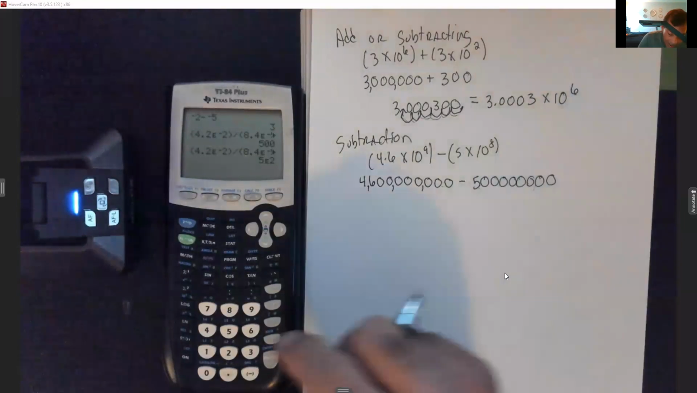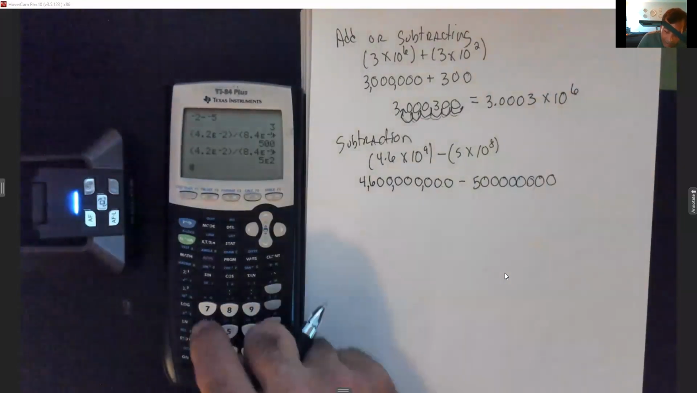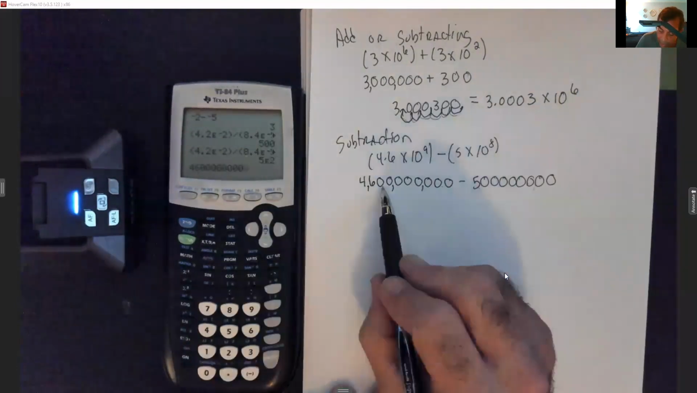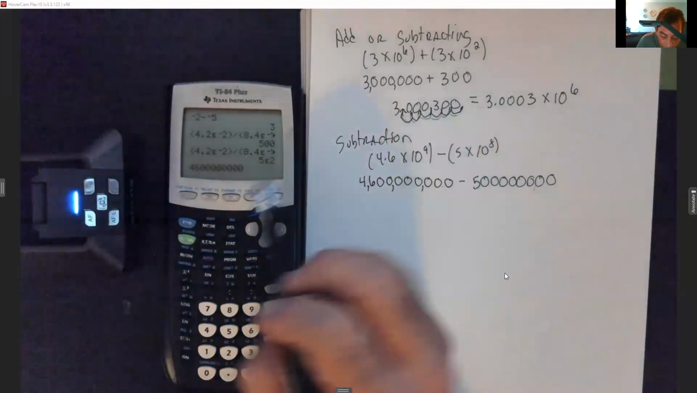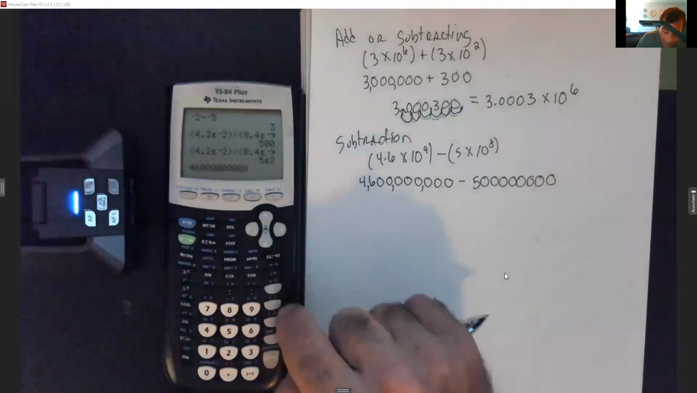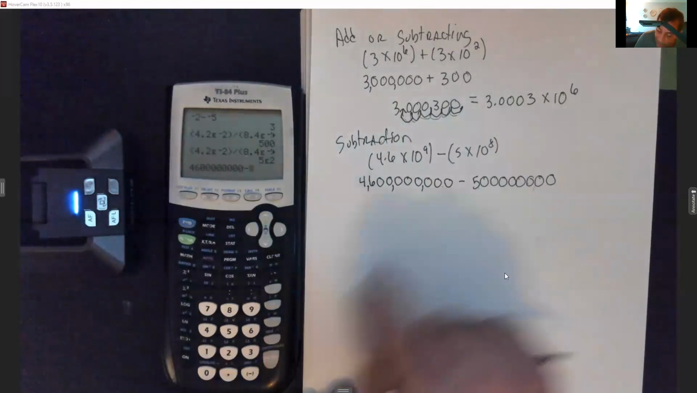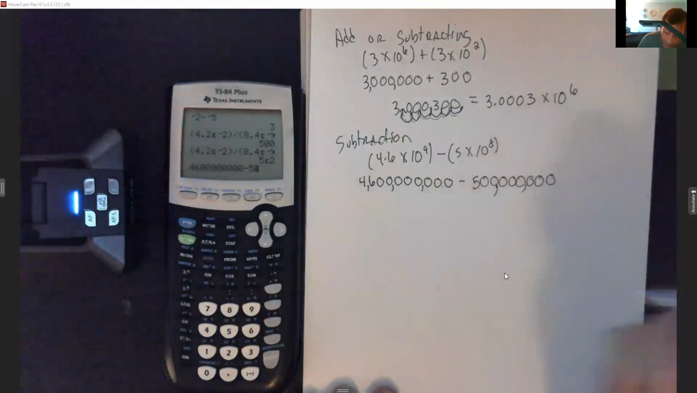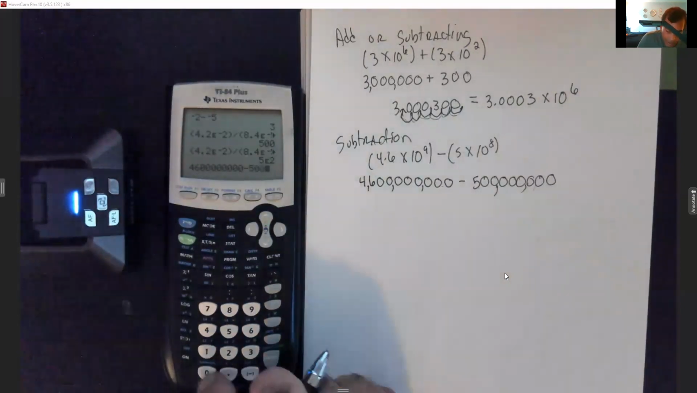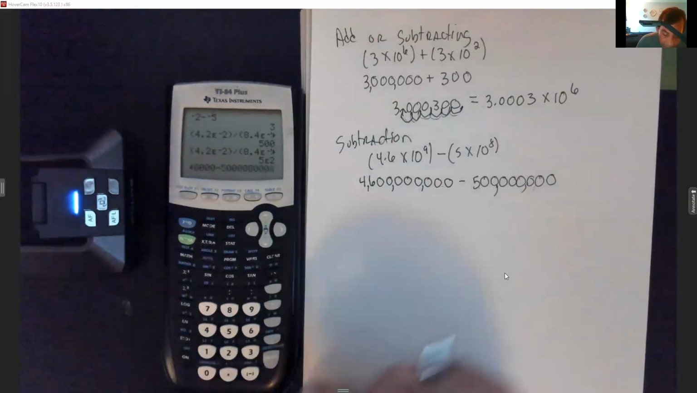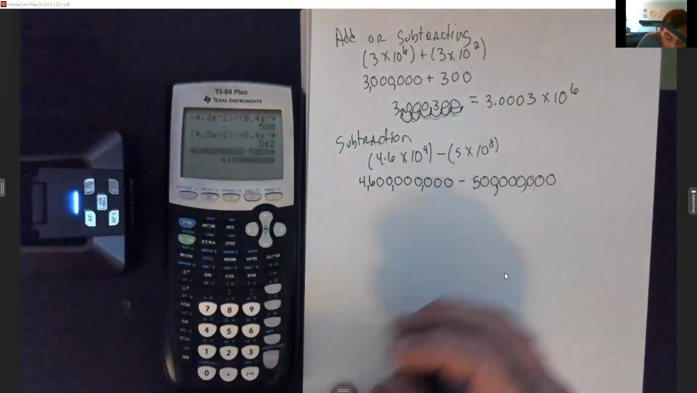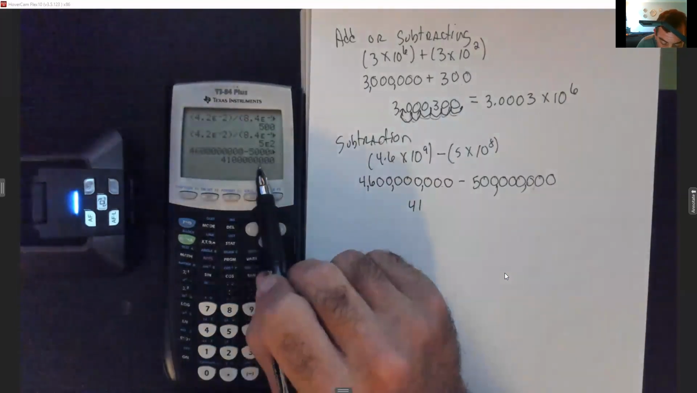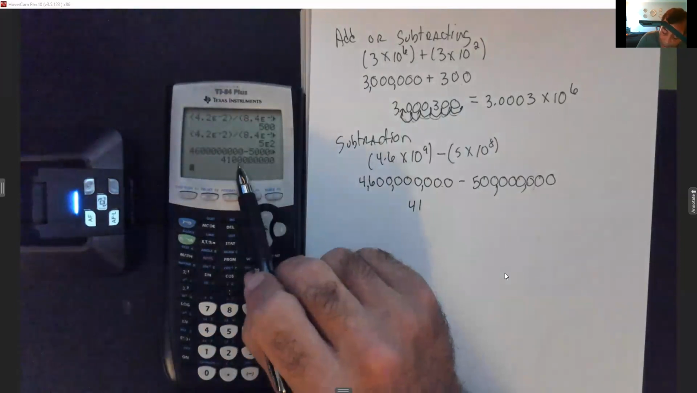So that'd be easy to knock out on the calculator, right? 4, 6, 0, 0, 0, 0, 0, 0, 0. So I needed 1, 2, 3, 4, 5, 6, 7, 8. Minus 5. Let's see what this was. Hundreds, thousands. So that's just 500 million. Okay. Hit enter. I get 4, 1, and let's see how many zeros. 1, 2, 3, 4, 5, 6, 7, 8 zeros.